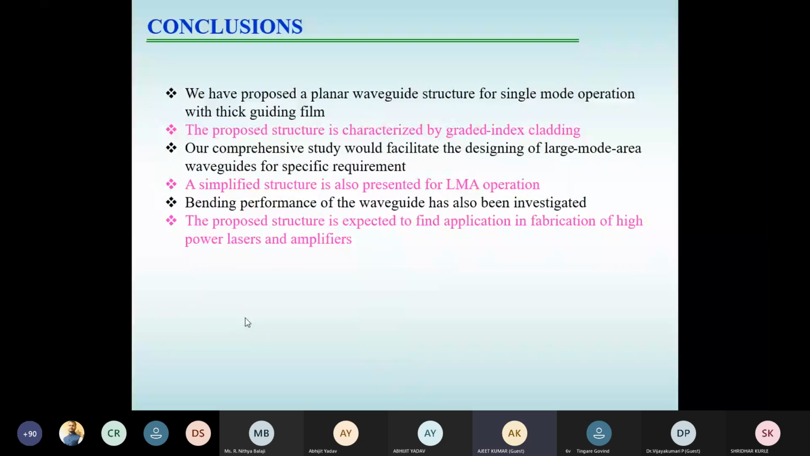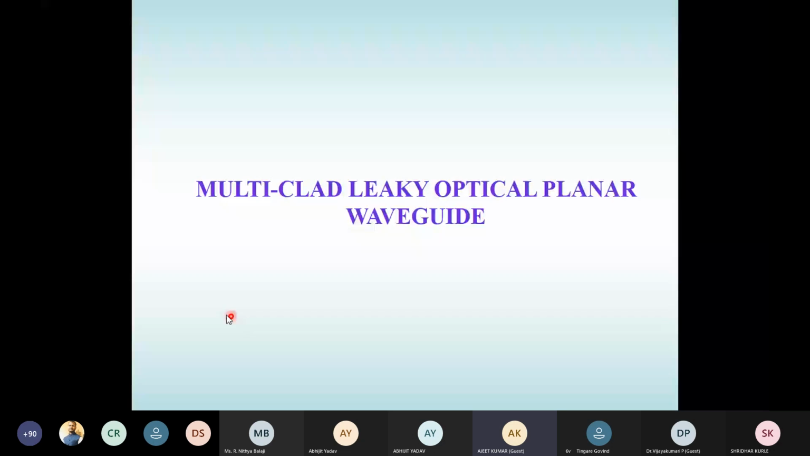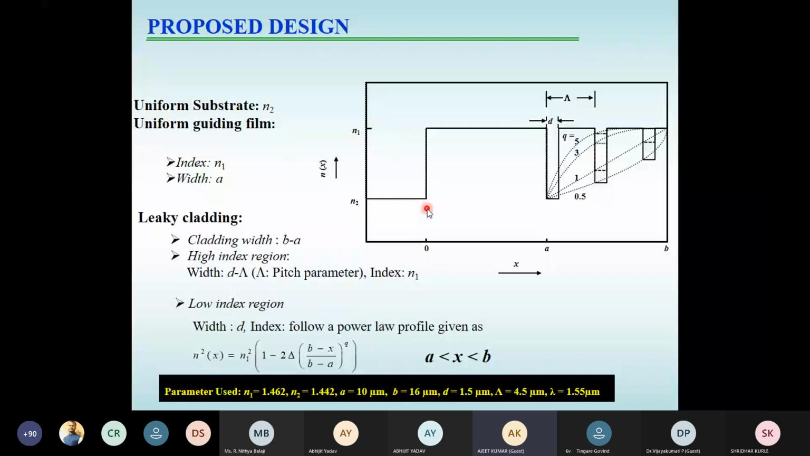The second one is the multi-clad leaky optical planar waveguide. While doing this analysis, it has given some new effects, and with the help of these new effects, we have come up with some new designs as well. This is one of the refractive index profiles of the planar structure. Instead of having only a change in the refractive index, we have a substrate here, then a uniform guiding film. In the case of the leaky cladding, earlier you have seen we changed the refractive index like this, but here we are not changing it like this; instead we are using low and high index cladding, where we have tailored the index of the low index cladding.